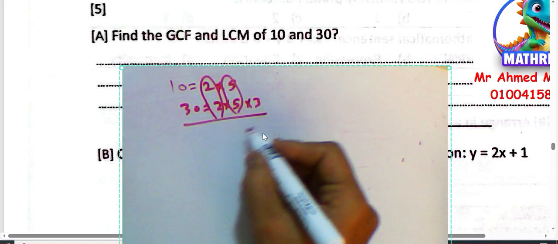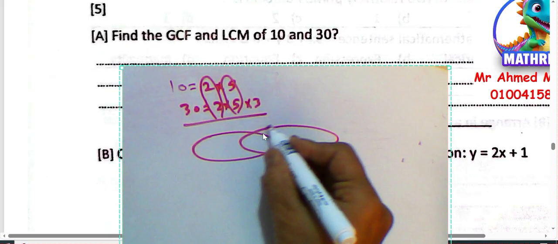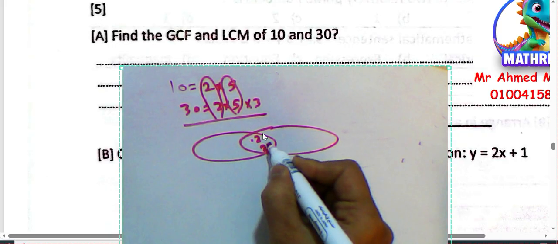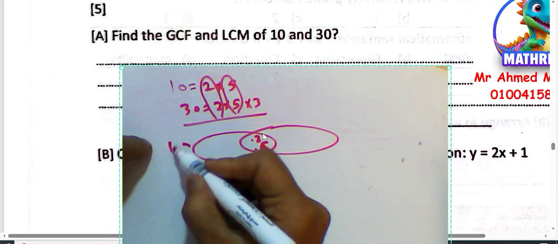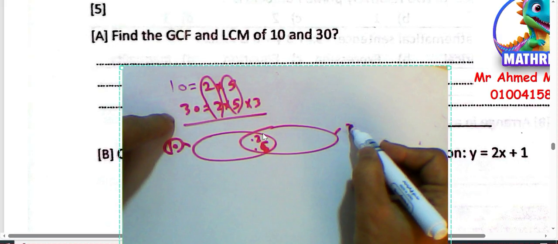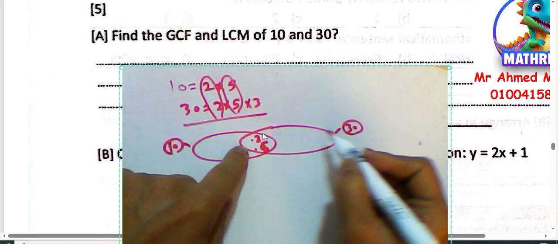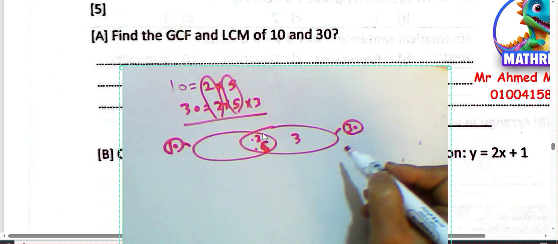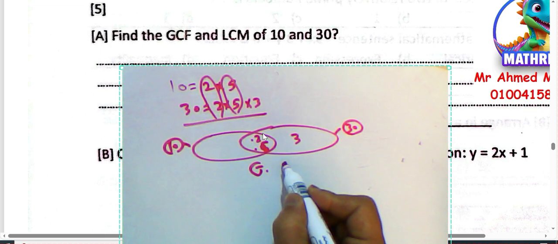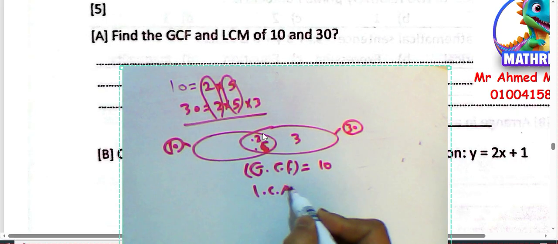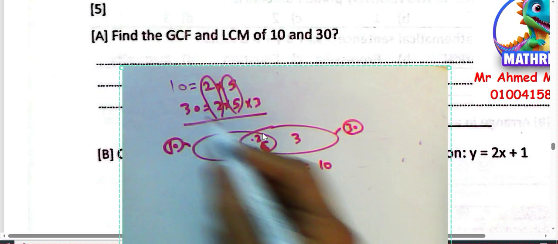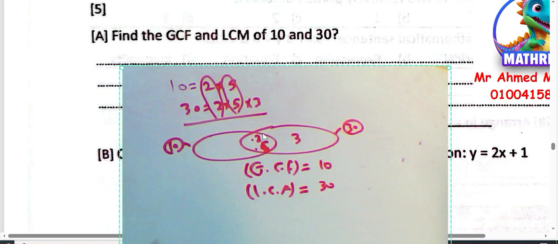Okay, understood? You can draw it like this. Venn diagram, and write 2 and 5 in the middle. The first number 10 and the second number 30. Like this. 2 times 5, 10. 10 times 3 equals 30. Then the greatest common factor will be 2 times 5, 10. And the least common multiple will be 30, 3 times 5 times 2. Understood? Next question.